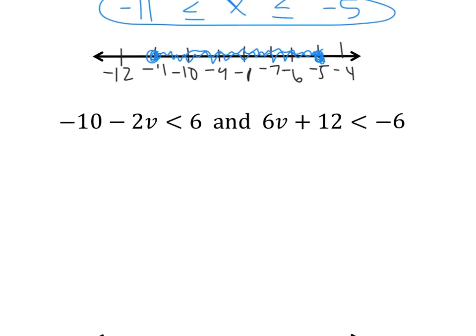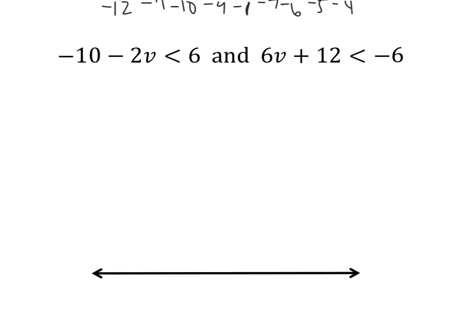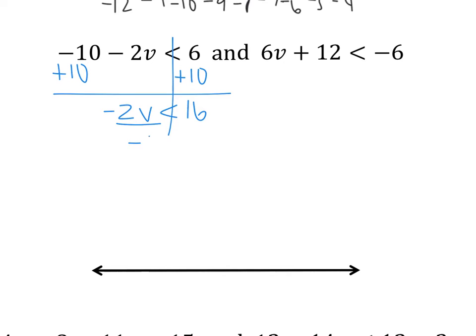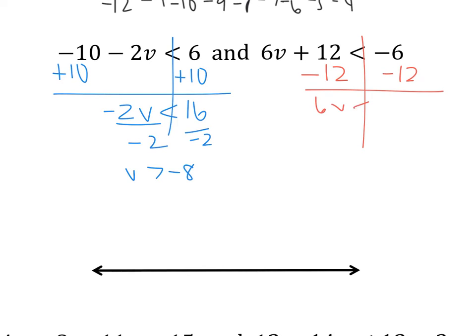Okay, so again, I have a couple steps to solve within this inequality, but I do see it's an and statement. So let's solve both of these inequalities. I'll add 10 to both sides and get negative 2v is less than 16. Divide by negative 2, so I have to flip the inequality symbol and get v is greater than negative 8. And then over here, I subtract 12 and get 6v is less than negative 18. Divide by 6, so v is less than negative 3.